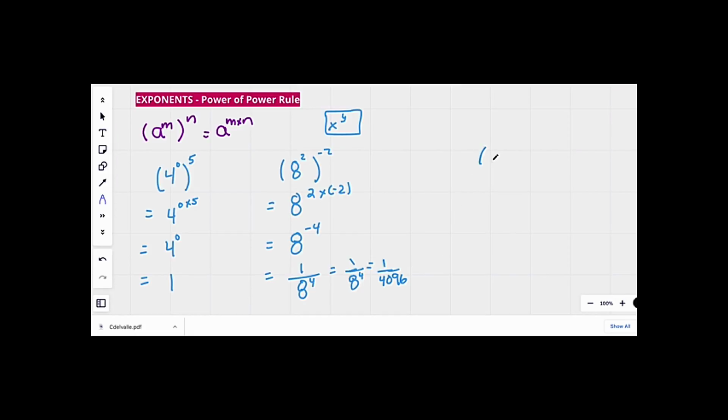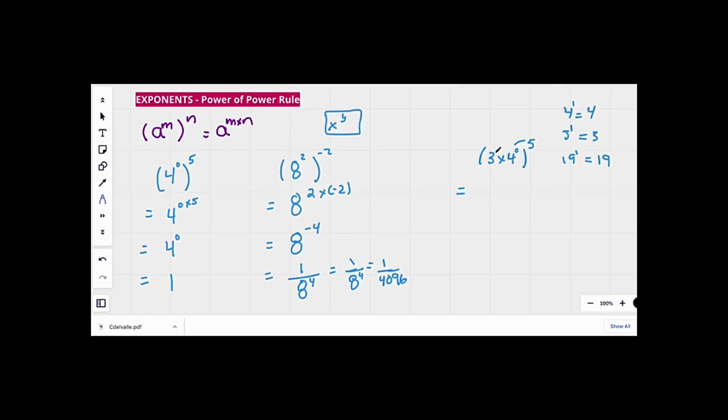Okay, what about if we have something like this? 3 times 4 to the power of 0, and all of that to the power of 5. Okay, so we've got here two exponents. And so we're going to bring this 5 right to the 3, right? So in reality, when a number does not have an exponent, it's the same thing as that number to the power of 1. For example, 4 to the power of 1 equals 4. 3 to the power of 1 equals 3. 19 to the power of 1 equals 19.